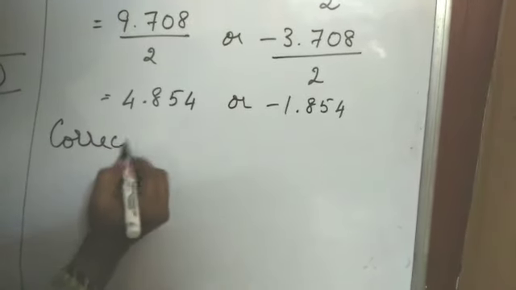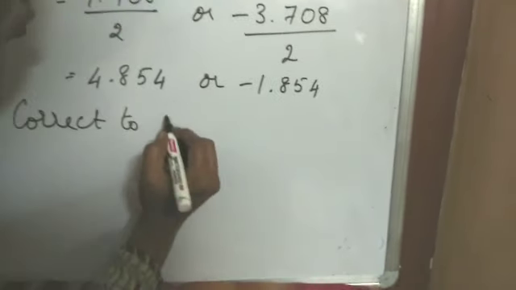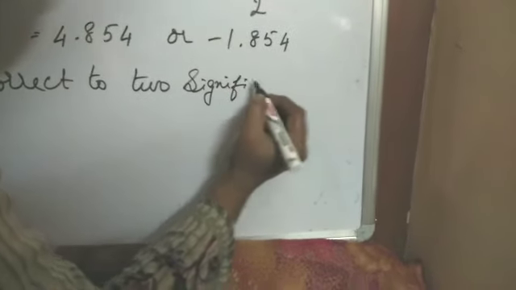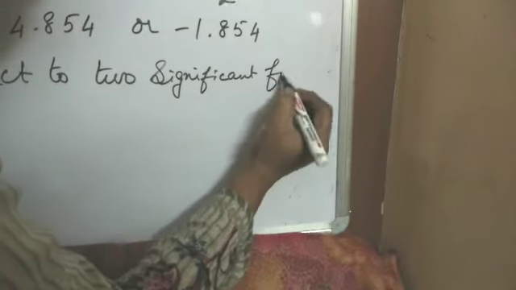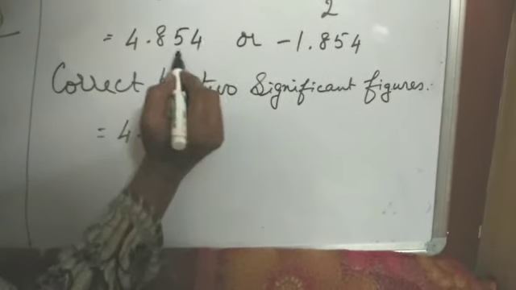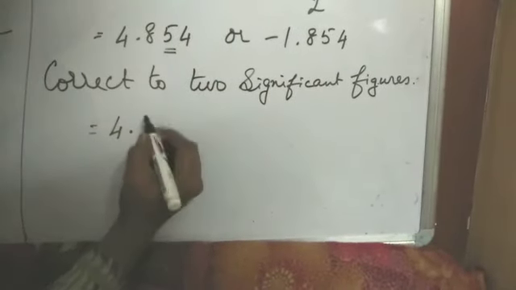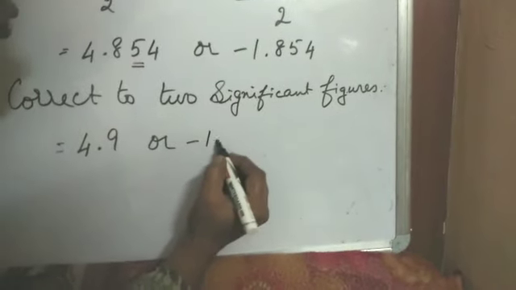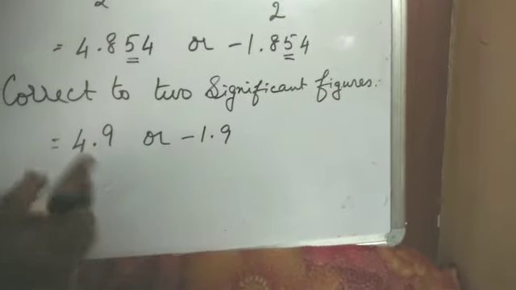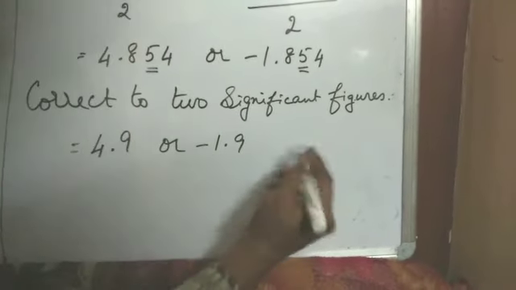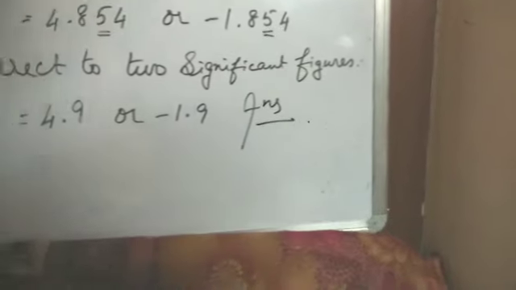Correct to 2 significant figures. So the answer is 4 point 8, we have to see the third one, 5. So add 1 to the before, 4.9 or minus 1.9. In the answer we should have only 2 figures, 1, 2, 1, 2. Okay, this is the answer.